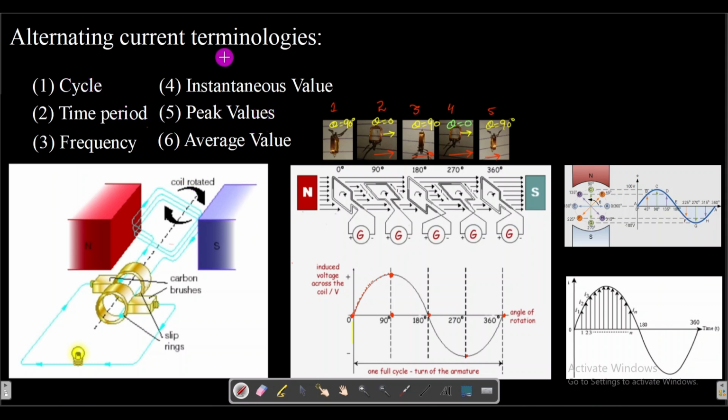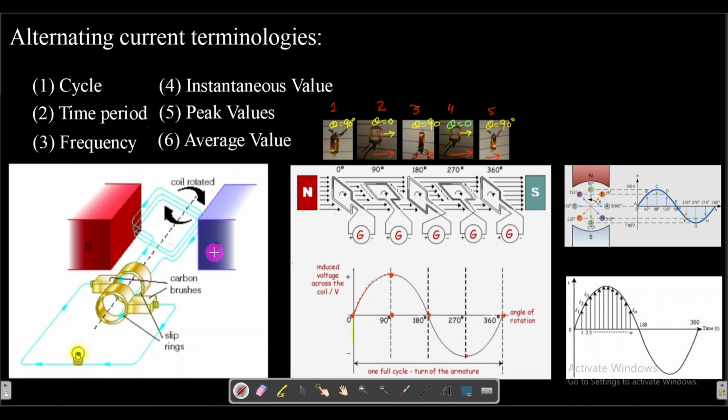Today we will discuss different terminologies related to alternating current, and these are those terminologies. As we discussed in the previous lectures about how alternating current is generated, this is the alternating current generator, and this is the coil which is present inside the magnetic field.